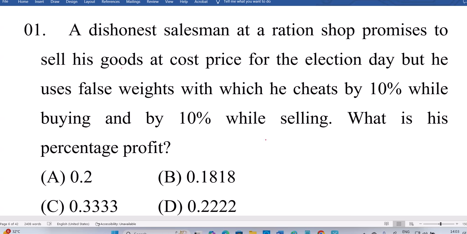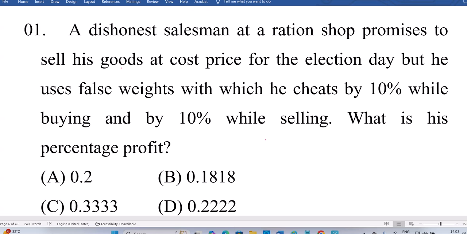A CTS question, first one here. If you just look, what topic is this? Profit and loss. Very good. So profit and loss, what do they want to convey in this question? Sells goods at cost price for the election day, but he uses false weights with which he cheats by 10% while buying and by 10% while selling. What is his percentage profit?